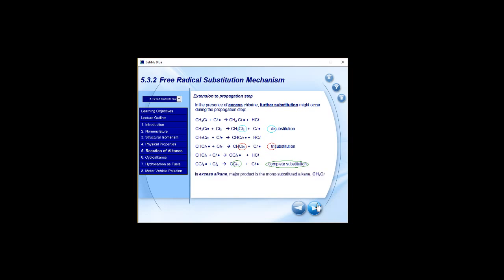In the presence of excess alkane, most of the product formed will consist of the monosubstituted product CH3Cl. However, in excess chlorine, the major product formed is the tetrasubstituted CCl4.